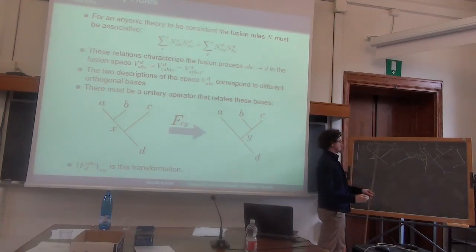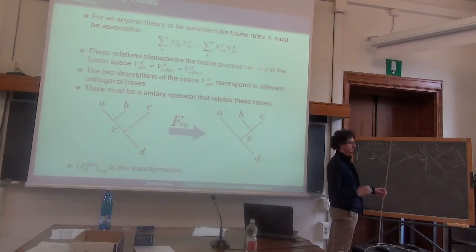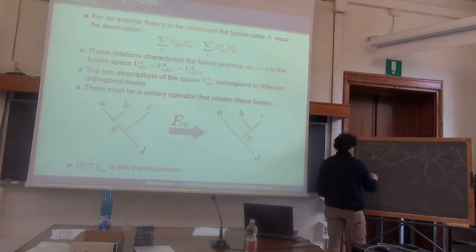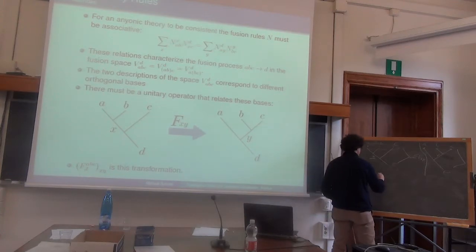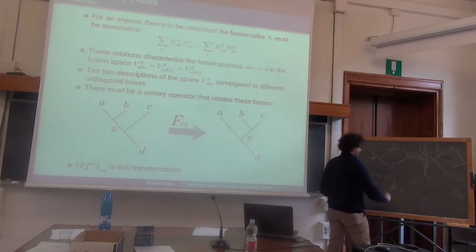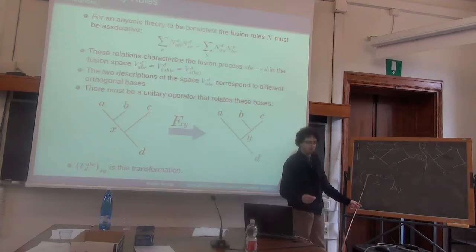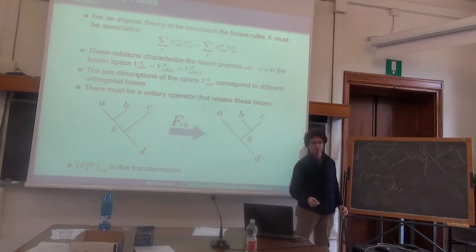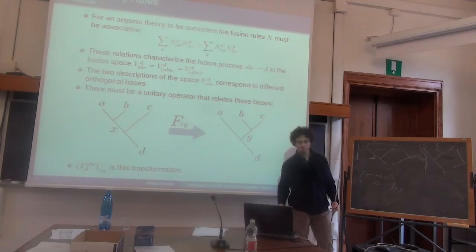And in particular, this matrix must depend on the overall Hilbert space, and this F matrix, therefore, must depend on A, B, and C, which fuse into D, and has indices X and Y. So there is a change of basis from this description to this description and vice versa. So F is always unitary.